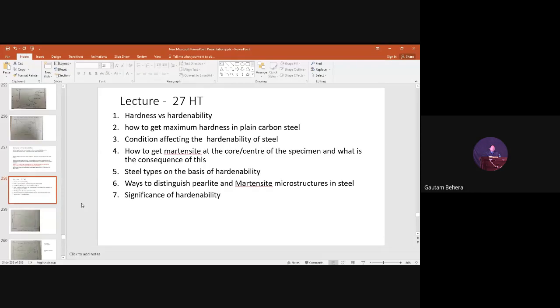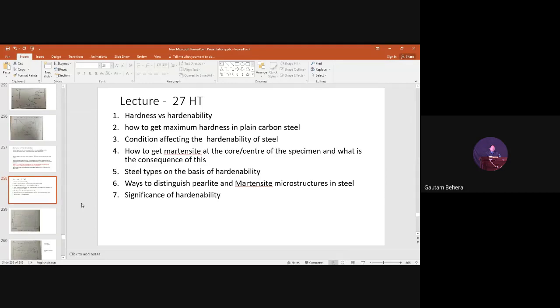Before starting the lecture, let me recall what hardenability is again. Hardenability is the susceptibility of a steel to harden upon quenching, right? The susceptibility of steel to get hardened upon quenching, and it basically tells us the depth and distribution of hardness across the cross section. Across the cross section means from the surface of the steel to the core of the steel, what is the depth and distribution of hardness, right?